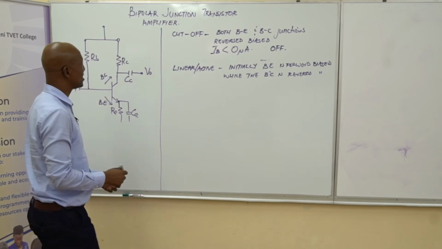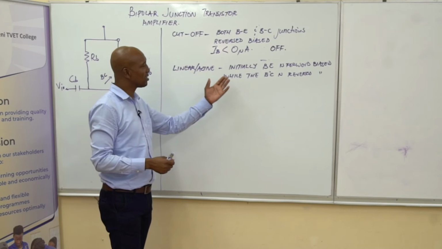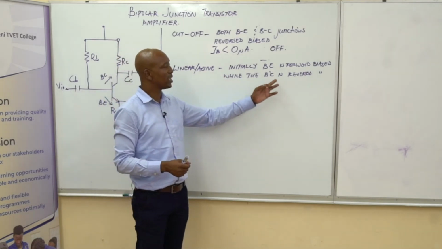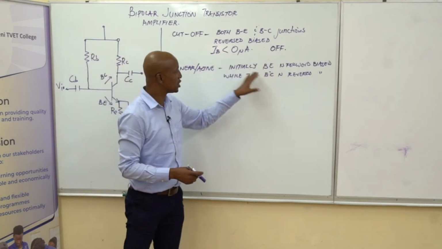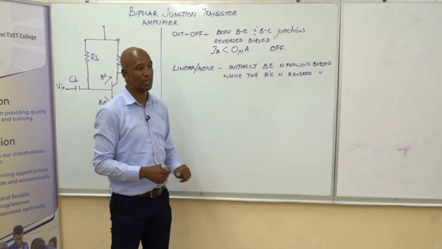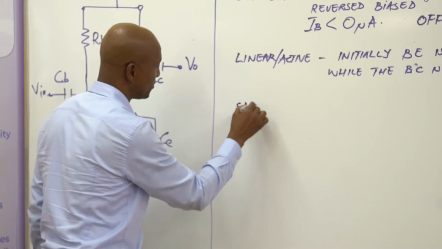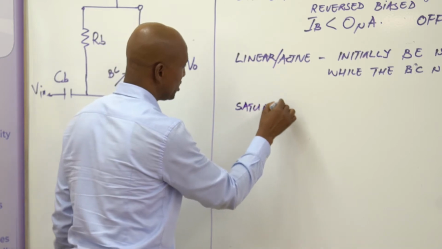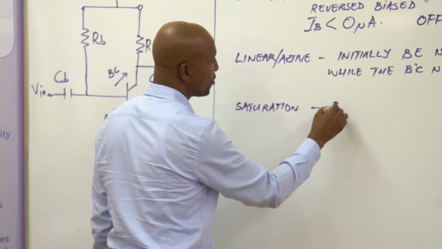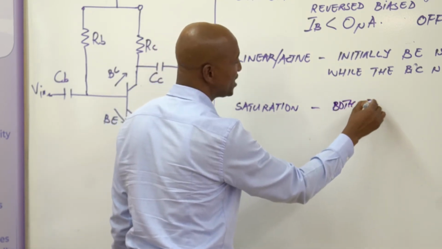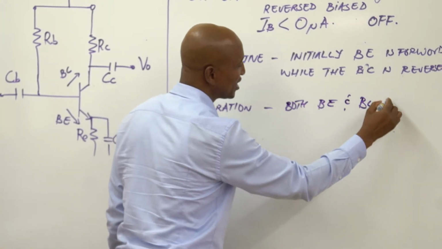So it simply means that we can now increase a level of IB so that we can start forward biasing the base collector region. Anyways, we shall talk about this. This is the region we are mostly concerned about. But let me talk about the last one, which is called the saturation. In the saturation, we now have both base emitter and base collector regions.